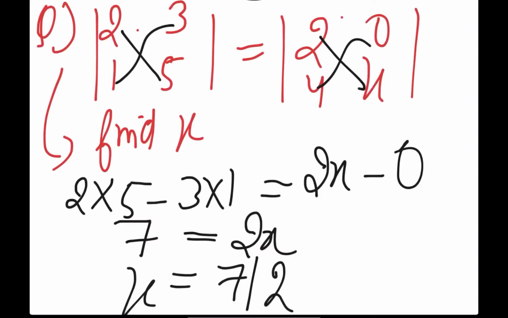Okay, now you can verify this answer also by taking the value of the determinants. The value of this determinant is 7, and if I get the value of this determinant as 7 by 2 and putting the x as 7 by 2, that means they are equal. That's how you can tally the question.